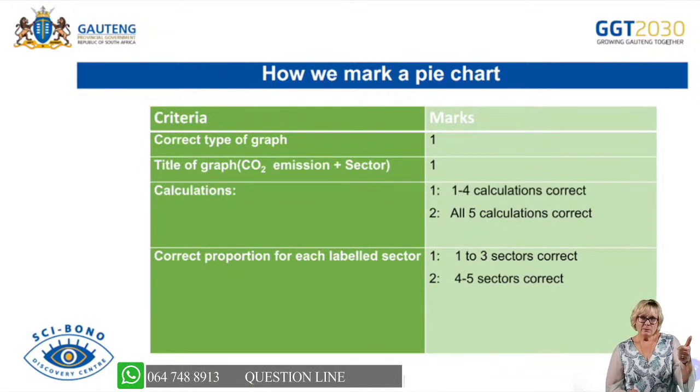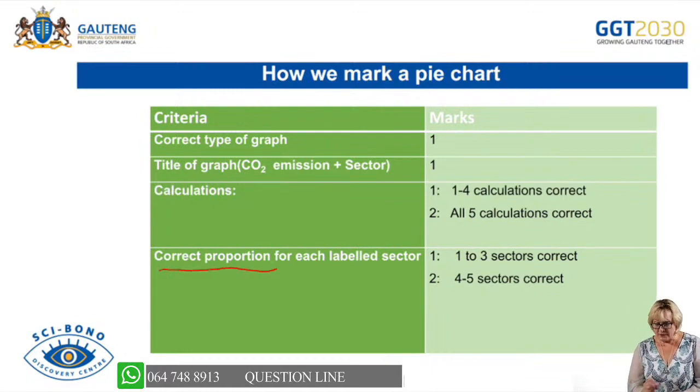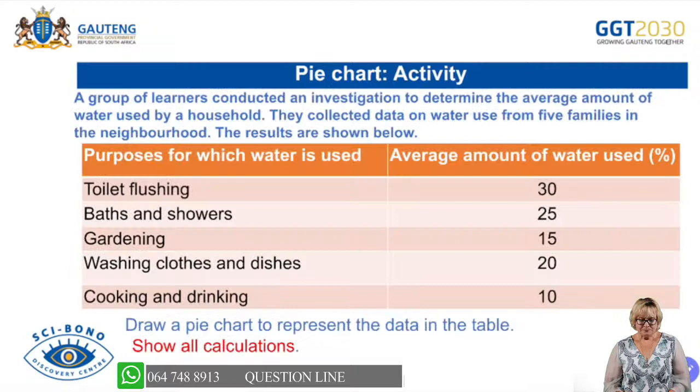Remember what must be there. Your dependent variable and your independent variable. Calculations. Can you see? You get 2 marks if your calculations are correct. If you've done everything correct, you get 2 marks for your calculations. If one of them is incorrect, you're losing a mark. And then we're looking at, can you see the correct proportion for each labeled sector? Like I said, we place the transparency on top of yours and we see whether your lines are exactly where our lines are. And if it's not, you're going to lose a mark.